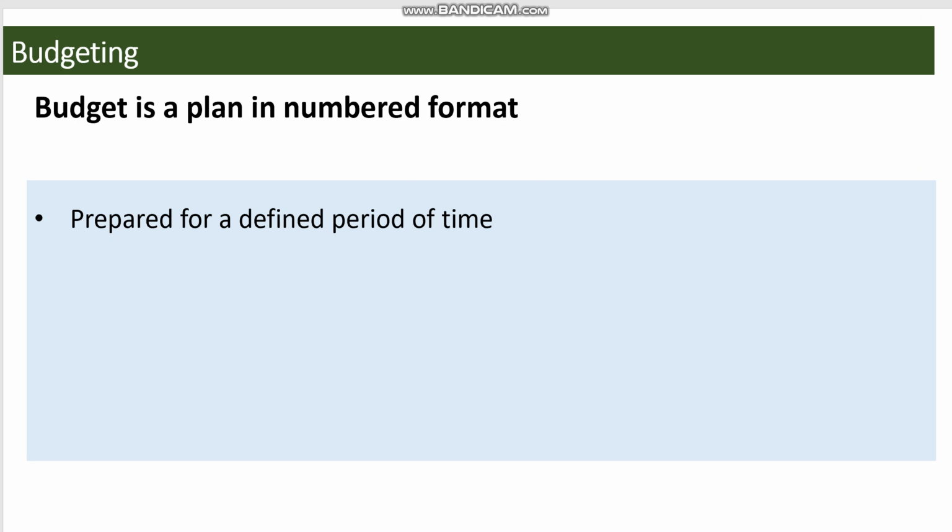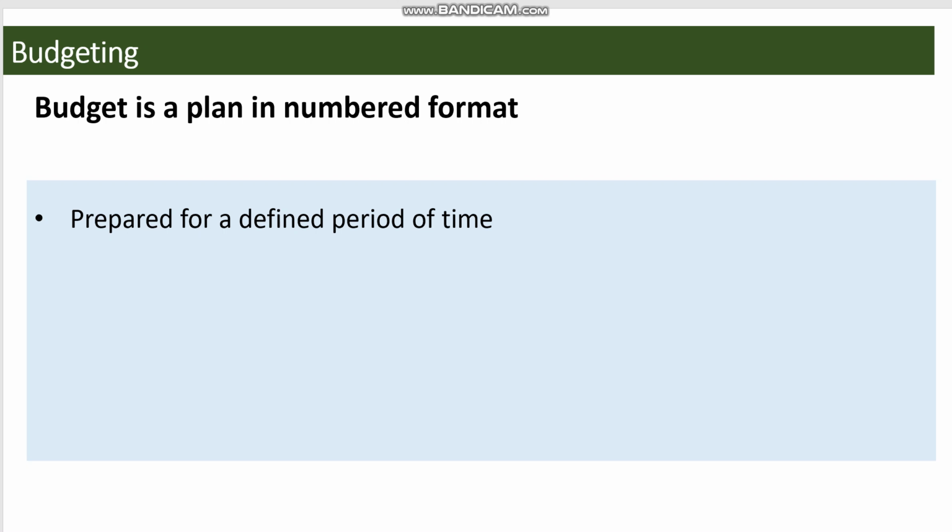Budget is a plan in numbered format. When we say budget is a plan in numbered format, we simply mean to say that budget is a quantitative or monetary plan of the organizational activities. So the budget can be produced either in quantitative terms or in numerical or monetary terms.